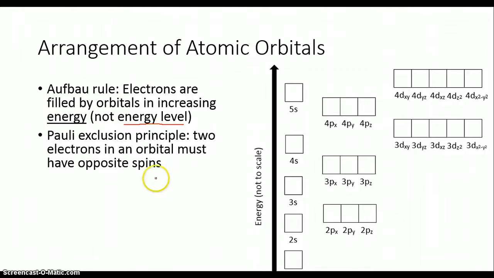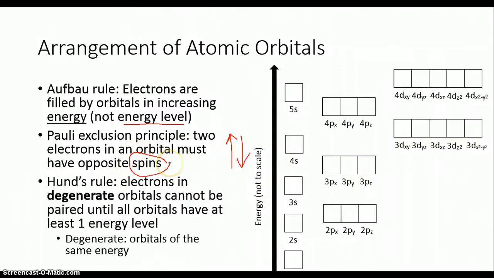The Pauli exclusion principle says that 2 electrons in an orbital must have opposite spins, meaning the up and then the down spin. So this part was the up and then the down. Before we just got the top bunk and bottom bunk. But in reality, there's something called spin here that must be different in each single orbital. And the last one is Hund's rule. Electrons in degenerate, that word comes back again, orbitals cannot be paired until all orbitals have at least one, and the word here now is not energy level, but it should be electron. Again, the word here, degenerate, meaning the orbitals of the same energy. So these right here are a set of degenerate orbitals because they're all in the same energy.